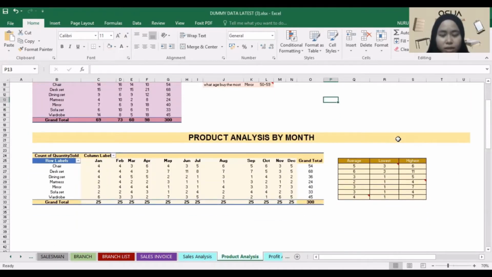Next, for the product analysis by month, in the pivot table here, we have types of product as the row label, and we have months as the column label. And we are also using some function here to show the average, minimum, and maximum number of products sold by our company for each month.